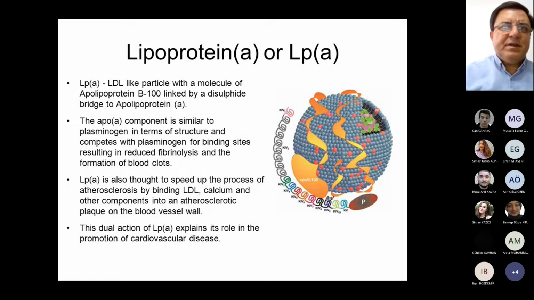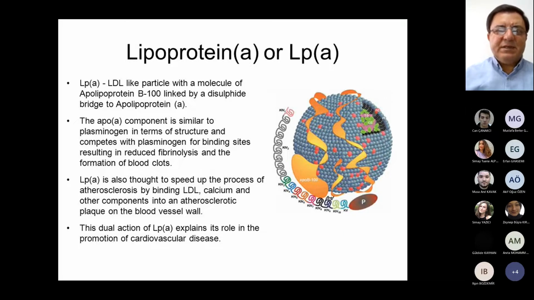And lipoprotein small a, lipoprotein(a), is also important. It is present in large quantities, and it is an LDL-like particle. Here the basis is ApoB100, linked with a disulfide bridge to apolipoprotein(a). And this Apo(a) component is similar to plasminogen in terms of structure and components. So it binds to specific sites to reduce fibrinolysis and the breaking down of blood clots.